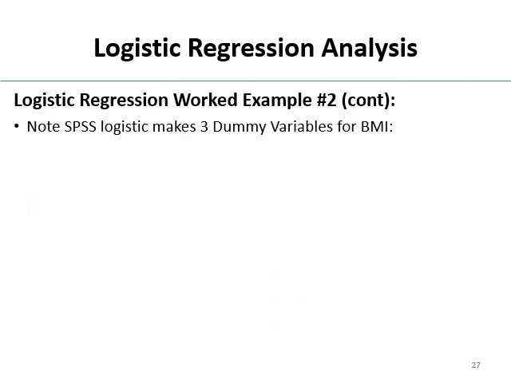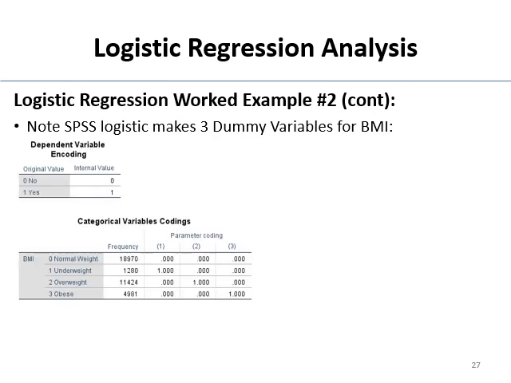All right, so note that SPSS makes 3 dummy variables for BMI. It's K minus 1, number of categories minus 1. And so one category gets left out, and that's the referent, right? So here's our dependent variable. It's still 0 and 1. 1 was yes, you crashed. But look down at categorical variables codings. I love the bad grammar here.